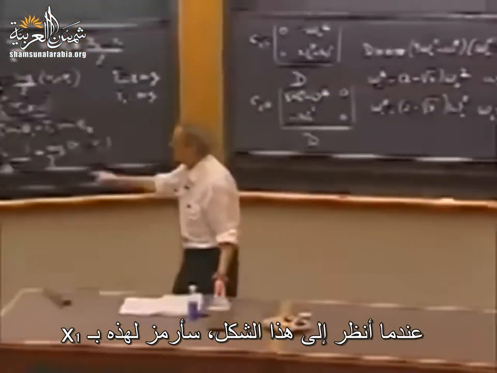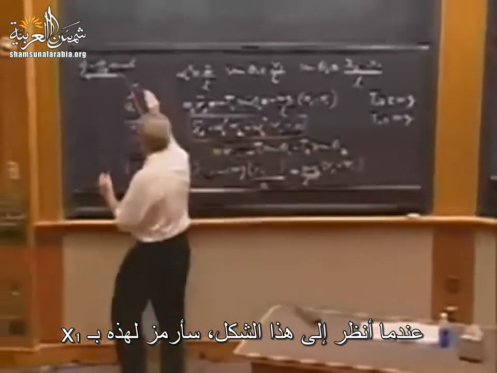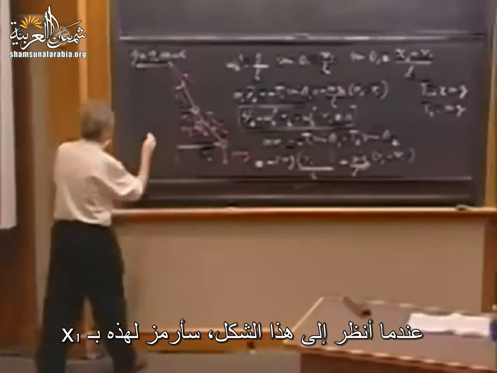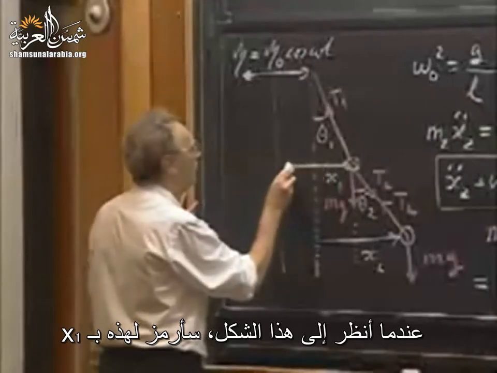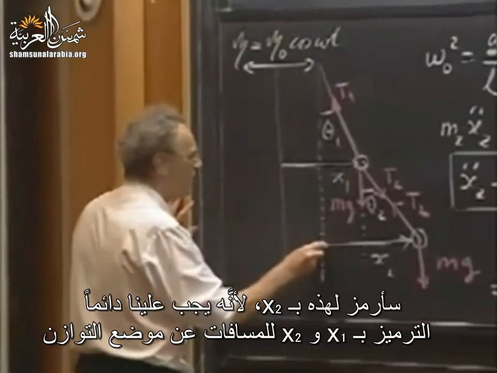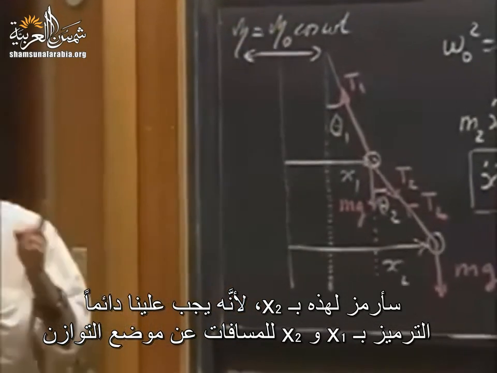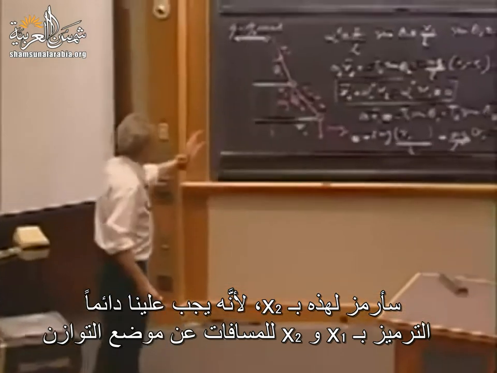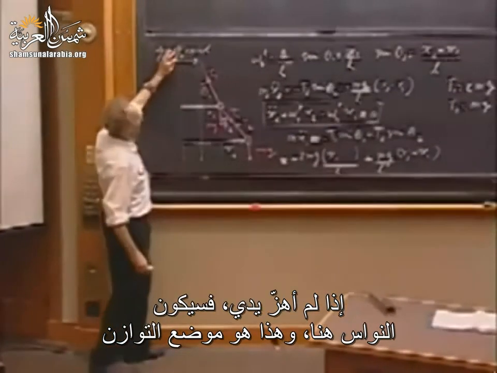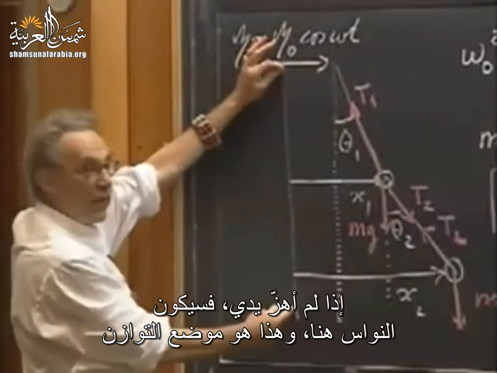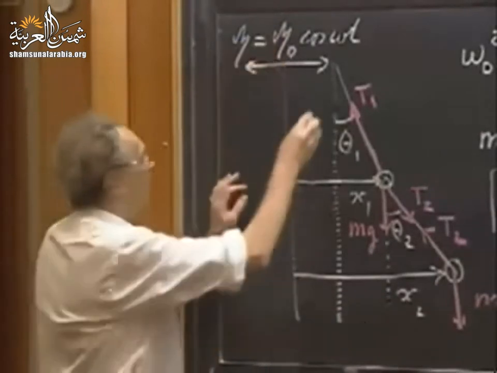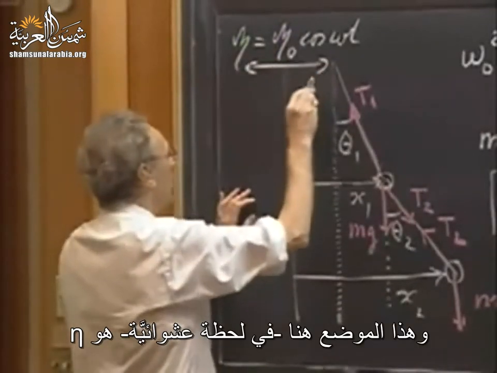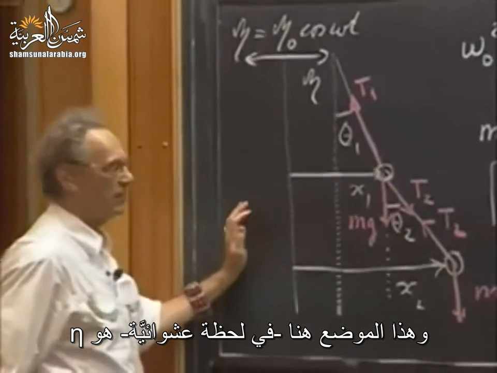And so when I look now at this figure, not the equation, I call this now x1. I call this now x2, because you should always call x1 and x2 the distance from equilibrium. And this is now equilibrium. If I don't shake at all, I have the pendulum here, and so it's hanging straight down. So this is now equilibrium. And this location here, at a random moment in time, is now eta.